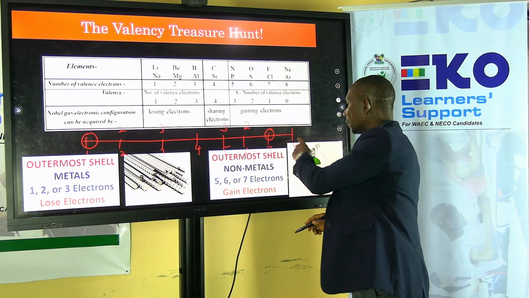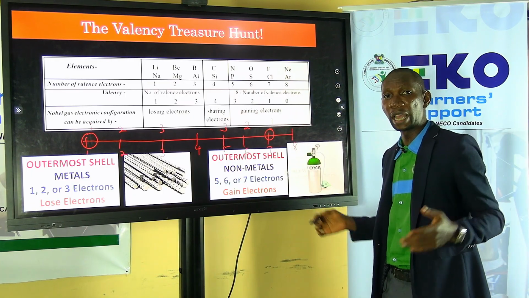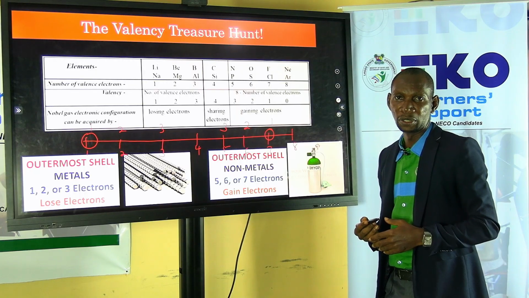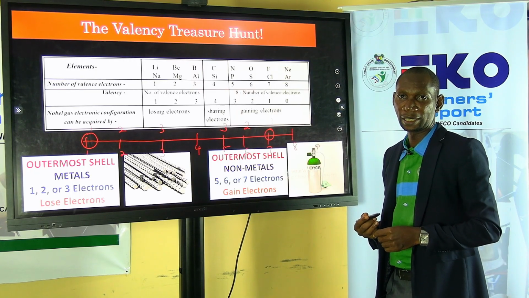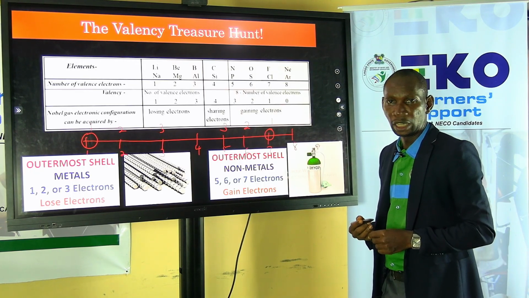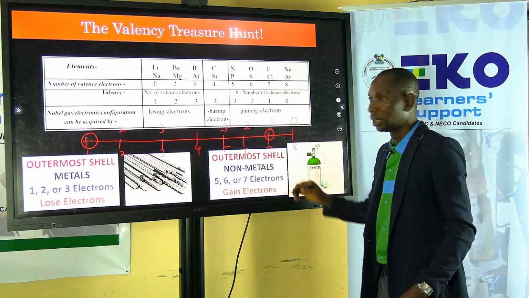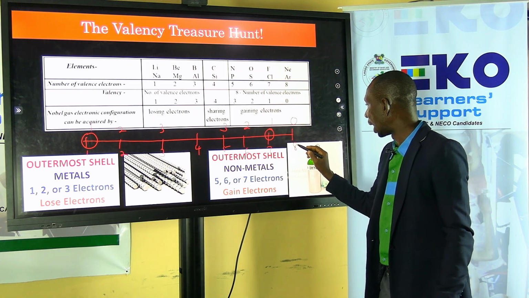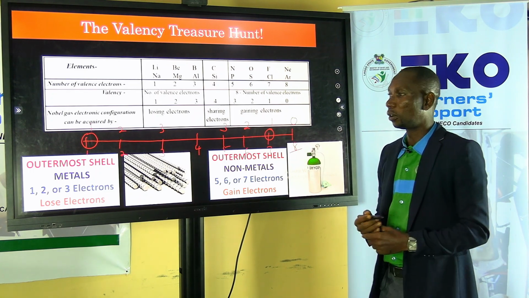What do you think will be the valency of somebody who is able to get 8 of those cowries? Fantastic. That's a very good answer. The valency is going to be 0. Why? Because that is the octet configuration.